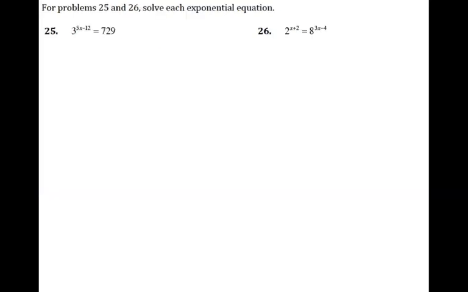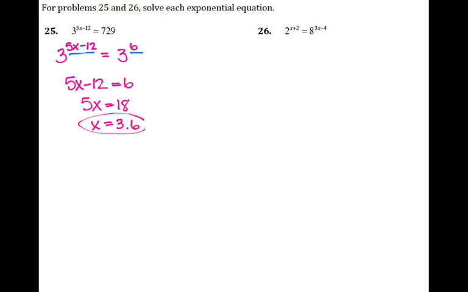All right, 25, I'm going to start by breaking down 729 in terms of 3. So I'm trying to figure out 3 to what power gives me 729, and that is 3 to the 6th power. Since both of these have a base of 3, I can go ahead and drop the bases and just focus on the exponents. So now I have 5x minus 12 equals 6, and I'm going to solve for x. So I'm going to add 12 to both sides. That's 5x equals 18. Divide by 5, and you get x equals 18/5, or 3.6.